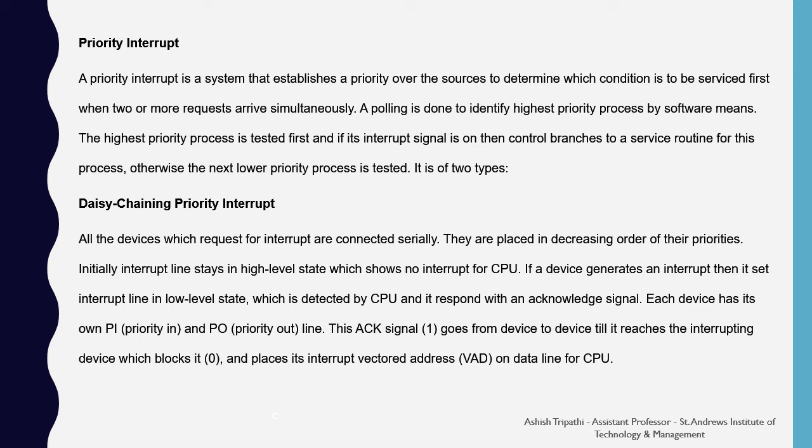So, what is a daisy chaining priority interrupt? In this, we just put all the devices in a serial way. Suppose we have the keyboard, then the mouse, then the scanner, then the printer, and so on in a serial way. And initially, the interrupt line is in the 1 logic. That means there isn't any interrupt.